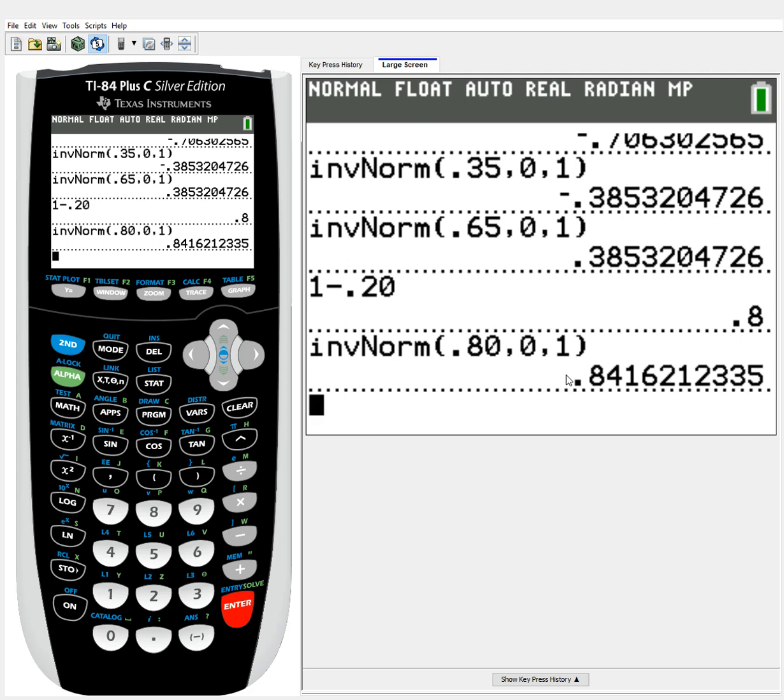With that said, that's everything that I want to talk about today. Dealing with normal distributions, we had those 3 different functions.